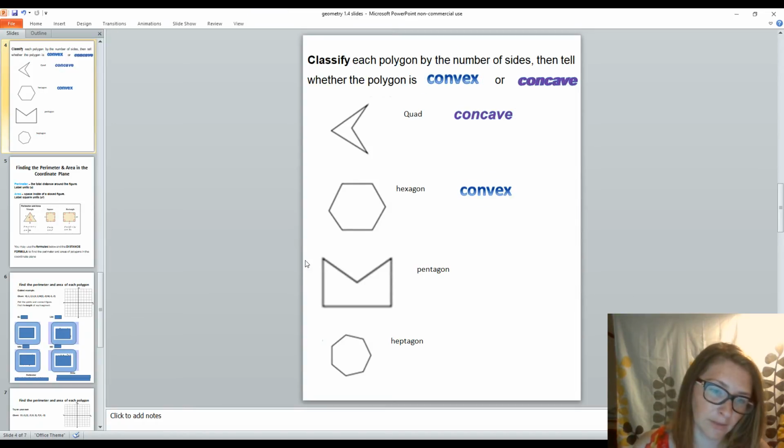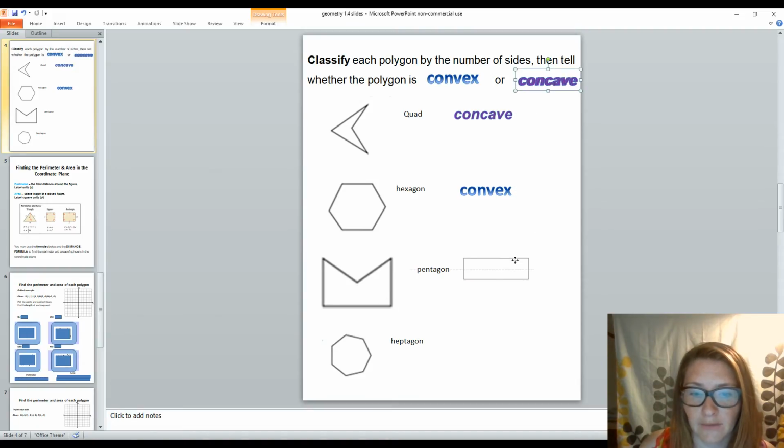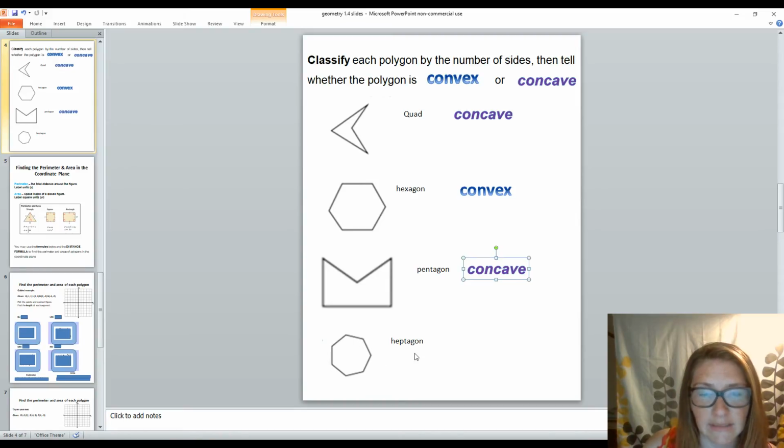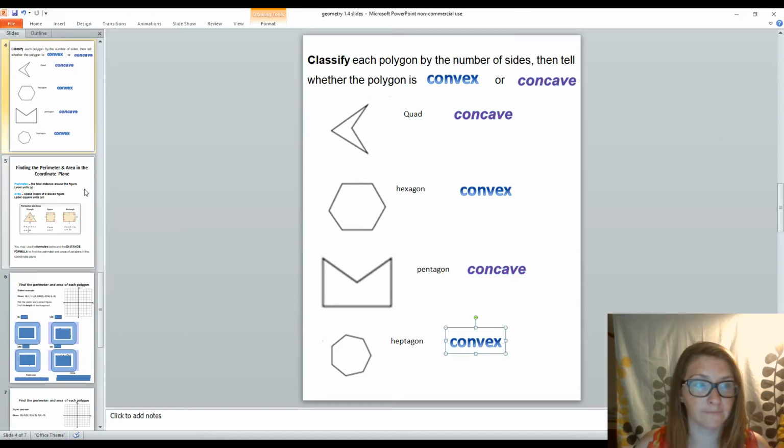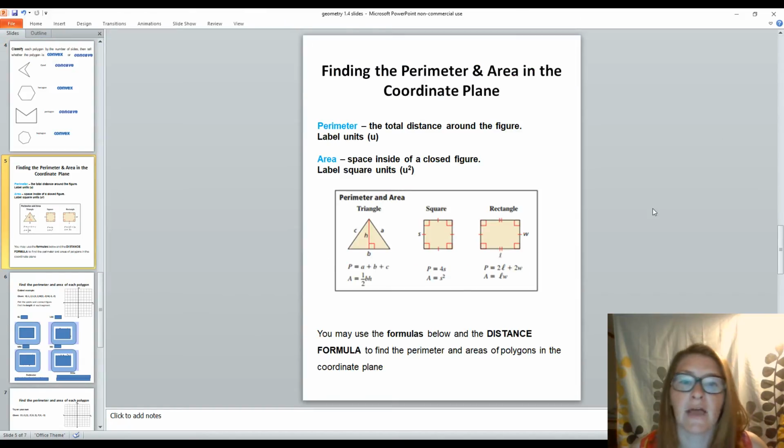All right, then my pentagon, you could see already, I could see this line, if I elongate it, it's going to go through, so this is concave. And then last but not least is my heptagon, and if I elongate these sides, you can see it doesn't go through, so it is convex. All right, let's look at the next slide.